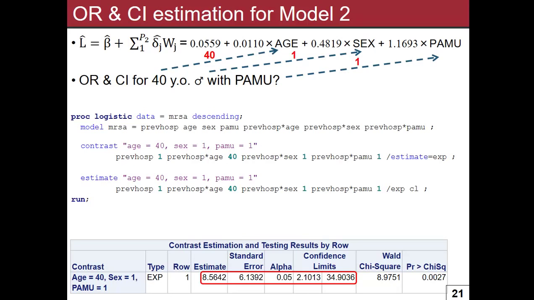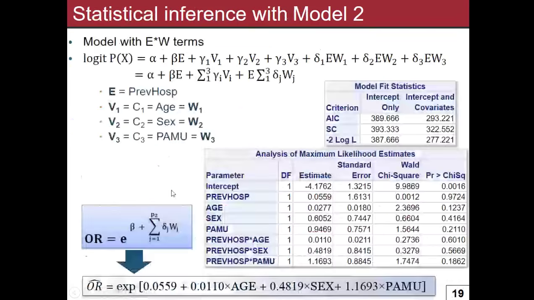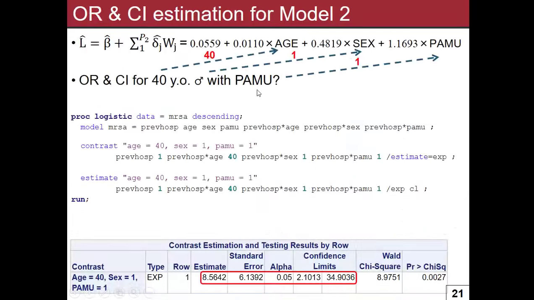The formula is not just this linear piece, but you have to exponentiate it. So you're telling SAS to actually exponentiate this whole thing. Otherwise, it gives it to you on the log odds scale, and that's not useful. So you have to tell it to exponentiate it. And this little CL piece also gives it a confidence interval.